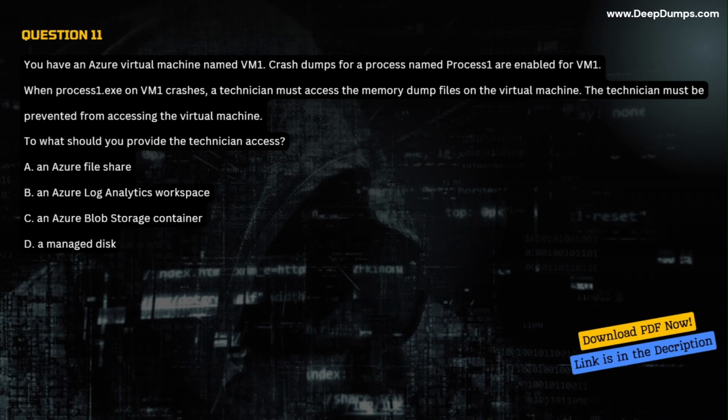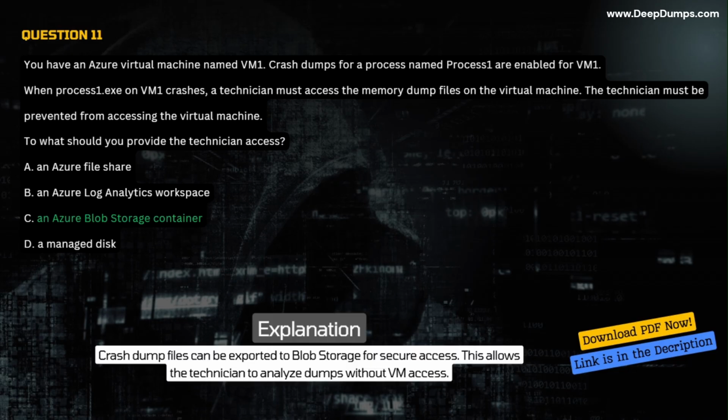A. An Azure file share. B. An Azure Log Analytics workspace. C. An Azure Blob storage container. D. A managed disk. Correct answer C. An Azure Blob storage container. Explanation. Crash dump files can be exported to blob storage for secure access. This allows the technician to analyze dumps without VM access.